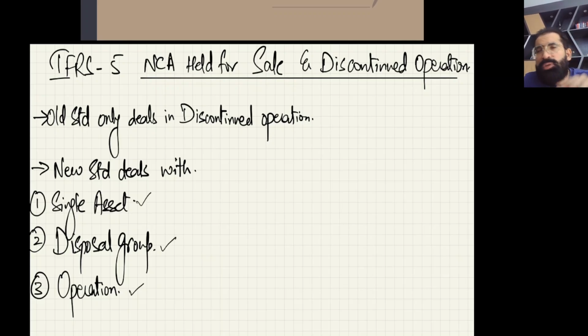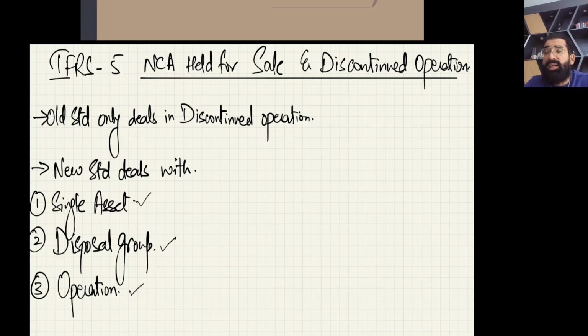Okay. What do you mean by disposal group? Disposal group means if I combine two assets or three assets or one liability and sell all these three or four in one shot, one transaction. I repeat, disposal group means combination of two, three assets or a liability, and we are going to sell it in one shot, all together. Okay. And finally there is a word operation.